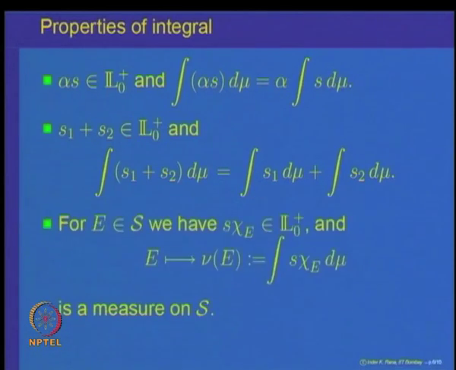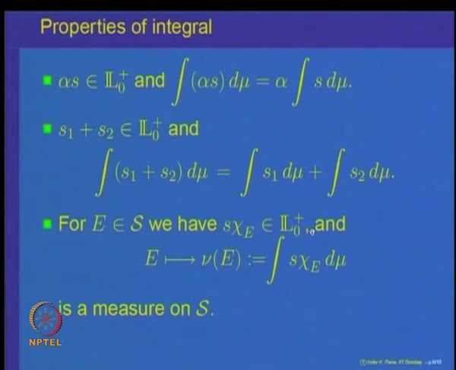Next property we want to check is the following: if E is a set in the sigma algebra S and we multiply a non-negative simple measurable function S by the indicator function of E, then that function also belongs to L 0 plus. We had checked this earlier when we defined non-negative simple measurable functions.